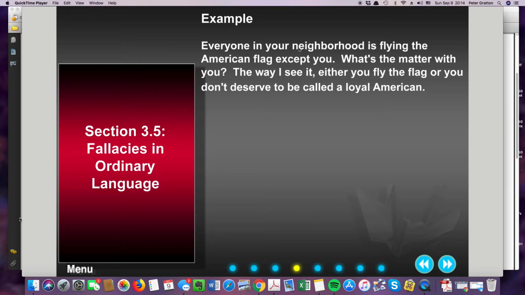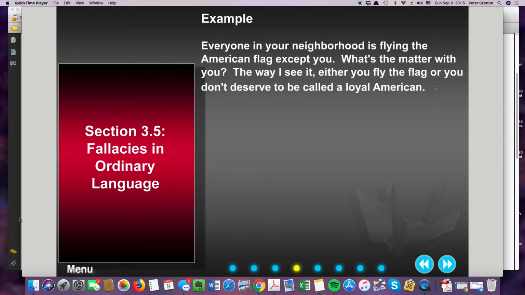Everyone in your neighborhood is flying the American flag except you. Okay, so when we get an "everyone is doing it, so should you," which fallacy is that one usually? Well, obviously that is the ad populum, or appeal to the people fallacy. What's the matter with you? The way I see it, either you fly the flag or you don't deserve to be called a loyal American.